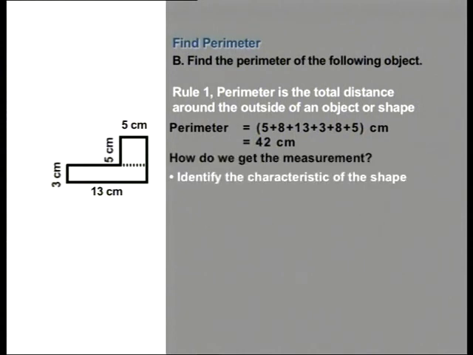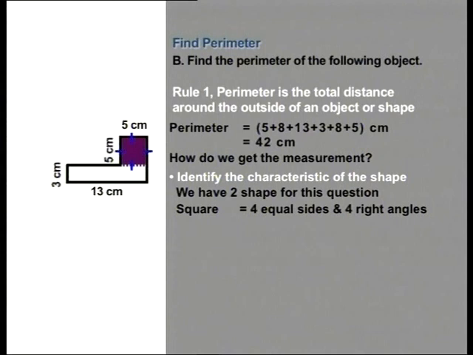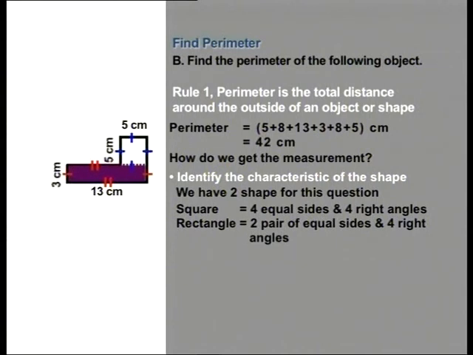How do we get the measurement? Identify the characteristics of the shape. We have two shapes for this question. A square has 4 equal sides and 4 right angles. A rectangle has 2 pairs of equal sides and 4 right angles. So, by knowing the characteristics, we can find the perimeter even though some of the lengths and sides are hidden.